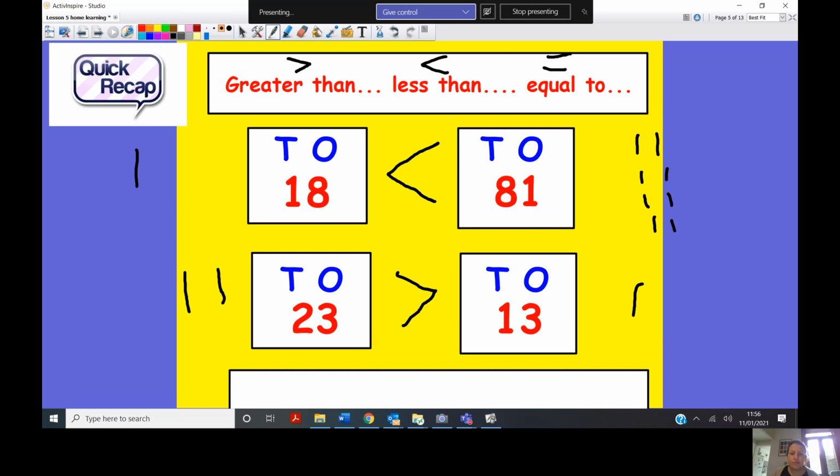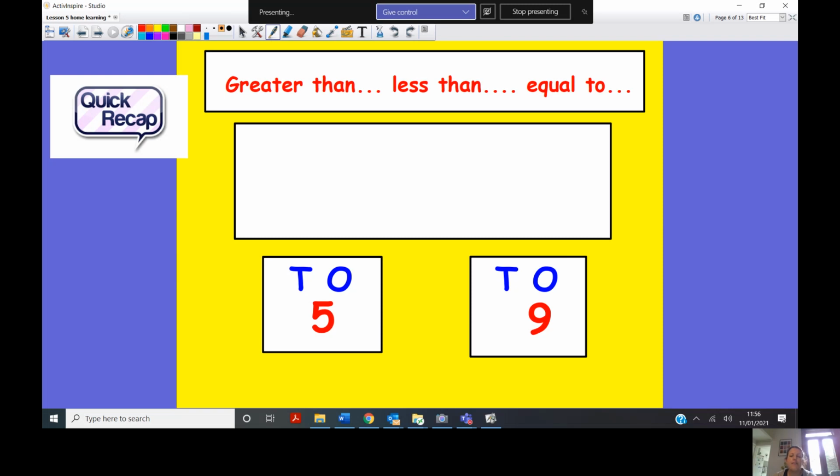Let's have a look at another example. Oh, this is interesting. 5 and 9. Is 5 greater than, less than, or equal to 9? Let's have a look using our place value. How many ones are there in 5? There are 5. 1, 2, 3, 4, 5. How many ones are there in 9? There's 9. 1, 2, 3, 4, 5, 6, 7, 8, 9. So I can see that there are more ones in 9 than there are in 5. Which one's my hungry crocodile going to want to eat? The larger one. 5 donuts or 9 donuts? He's going to want to eat 9 donuts, so it's less than. So remember, the crocodile always wants to eat the larger number.